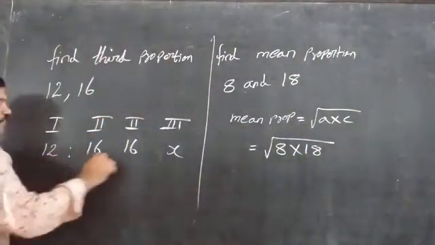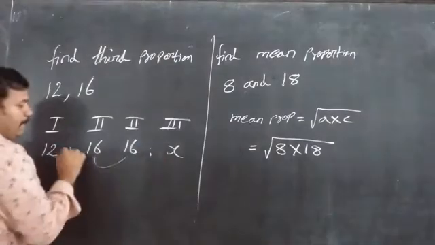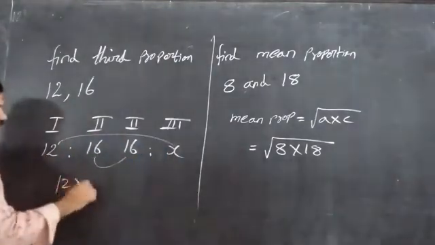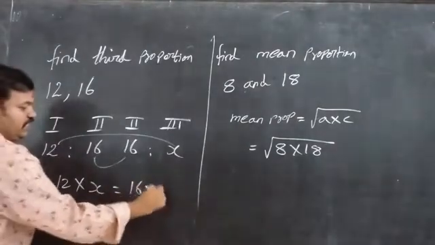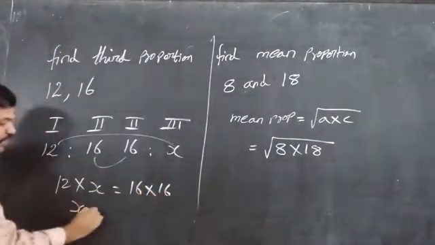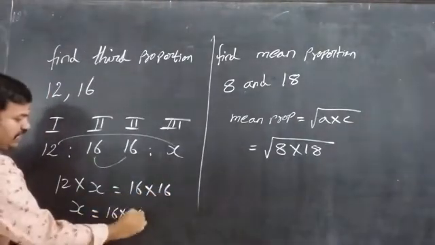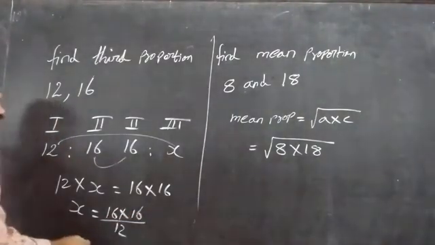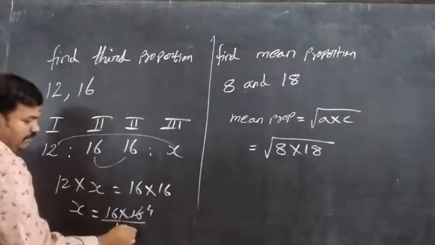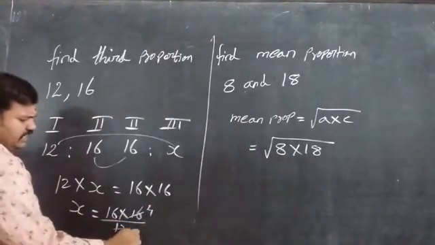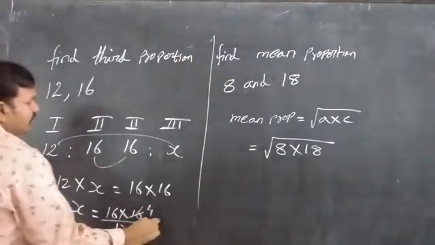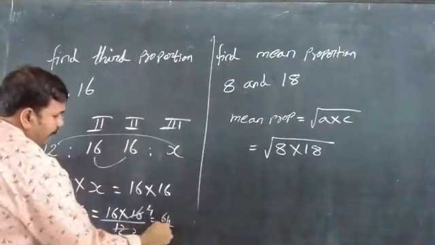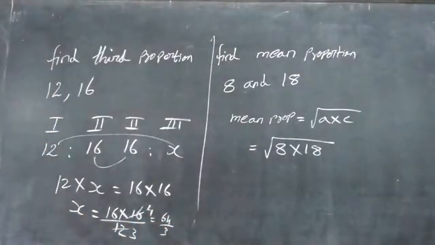So taking the ratio, POE, POM: 12 into x is equal to 16 into 16. We want the value of x. x is equal to 16 into 16 by 12. Doing cancellation, using 4 table 4 times. Here it is 3 times. 16 4s are 64 by 3, changing into decimal form. That will give the answer.